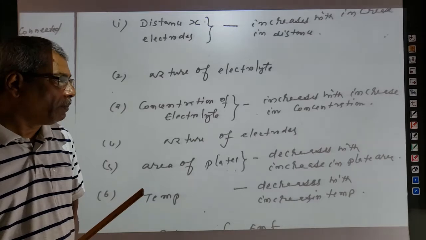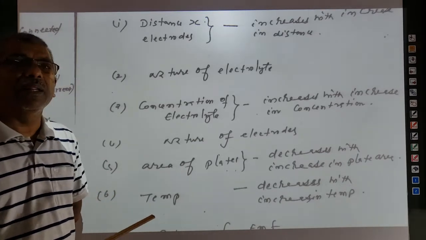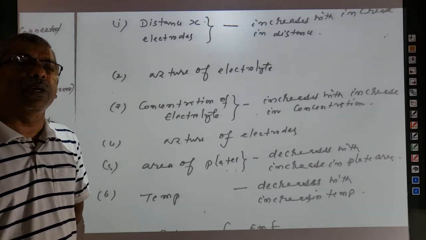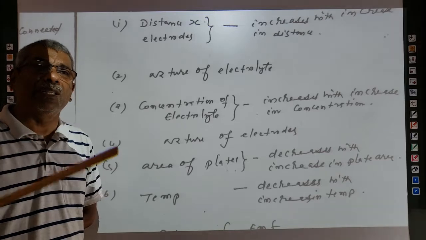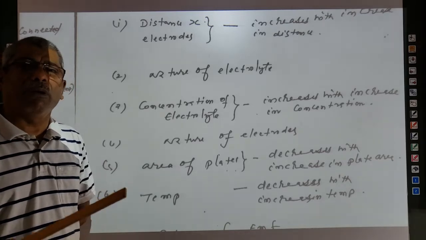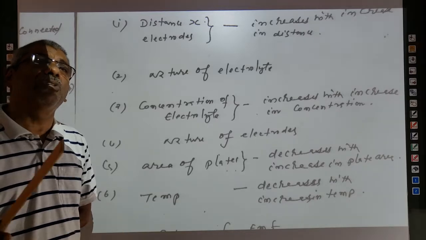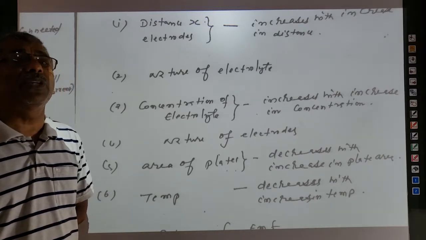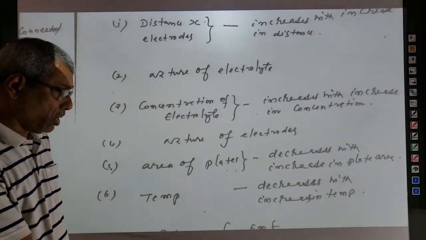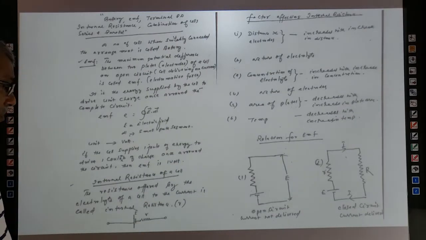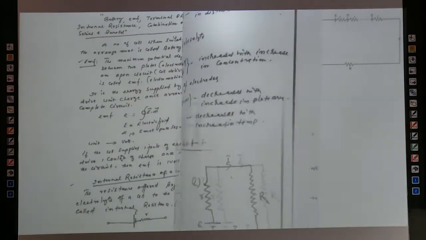Hence, the motor does not get the proper value of terminal PD. That is why it becomes very difficult to start a vehicle in the morning. But when time increases, at about 9 or 10 o'clock, the atmospheric temperature increases and the internal resistance decreases. It becomes easy to start a vehicle. So temperature is also an important point, right?